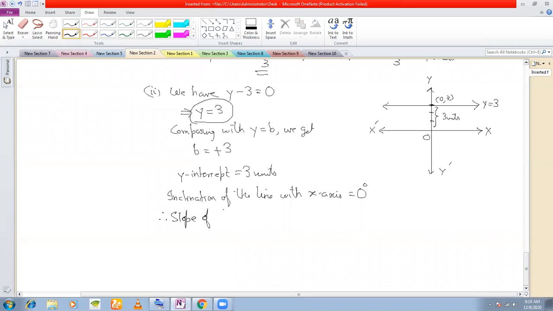What is the definition of slope? Tan of the inclination, right? The inclination is 0. And what is the value of tan 0? 0. So therefore, the slope of the line is 0.